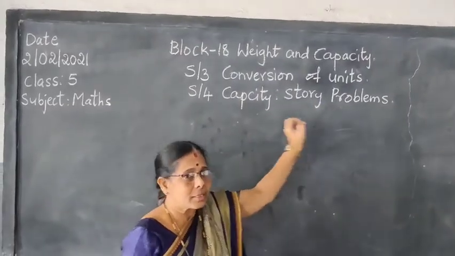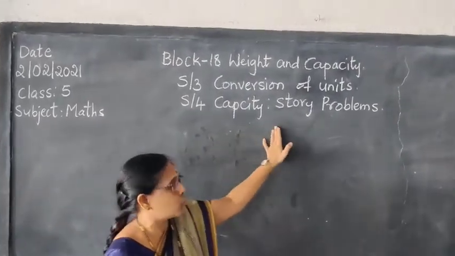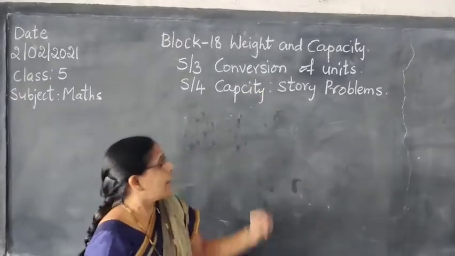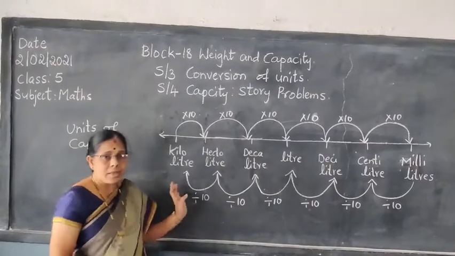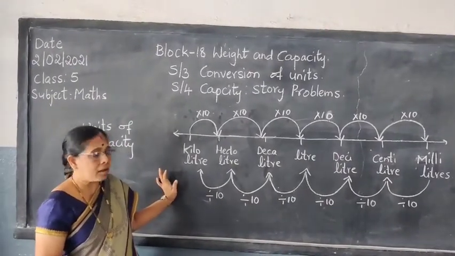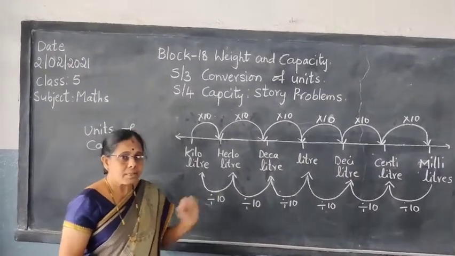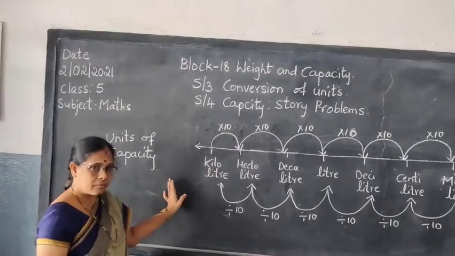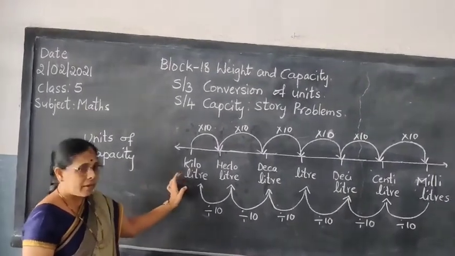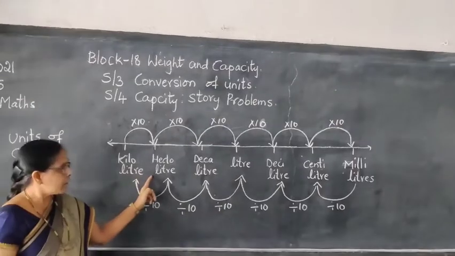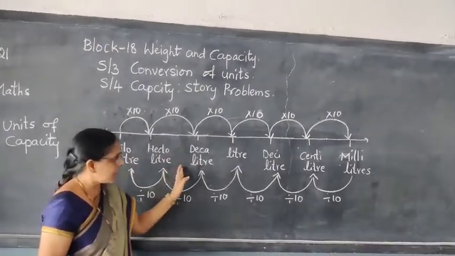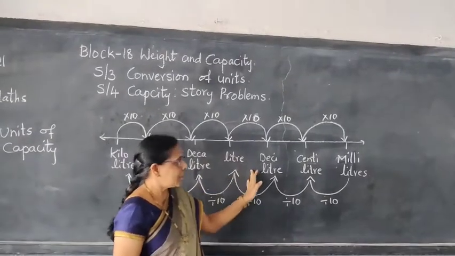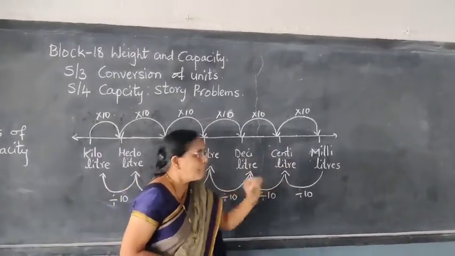Conversion of units, S4 capacity storage problems in block 18. Children, as you know, units of length and units of weight are the same as units of capacity. Here we write kilometer, hectoliter, decaliter, liter, deciliter, centiliter, milliliter.